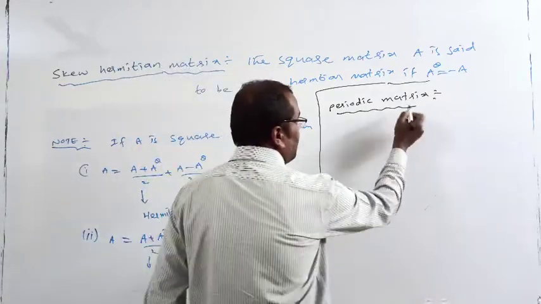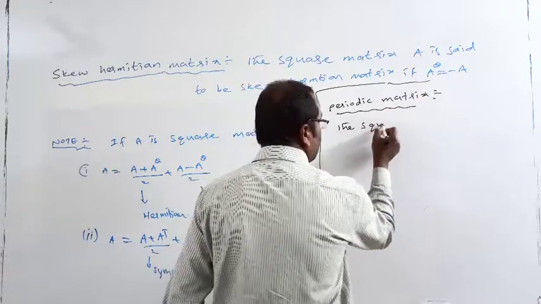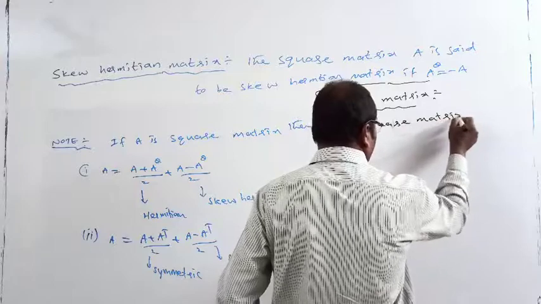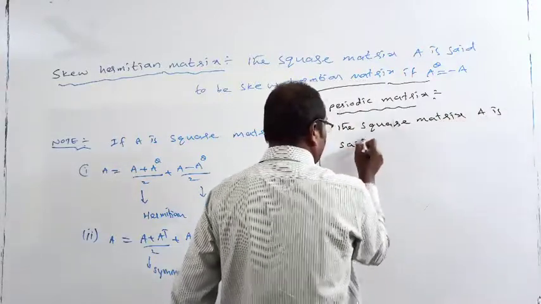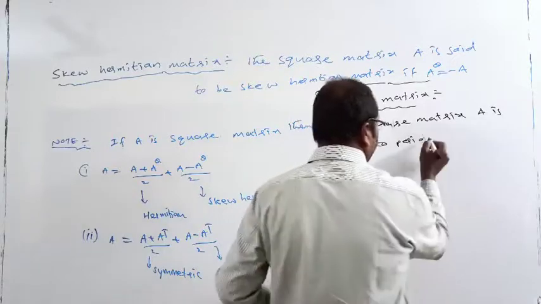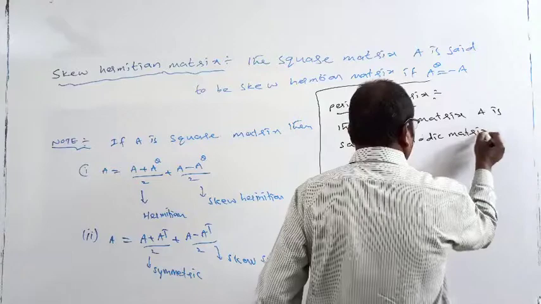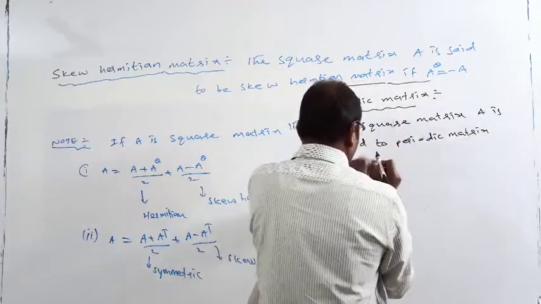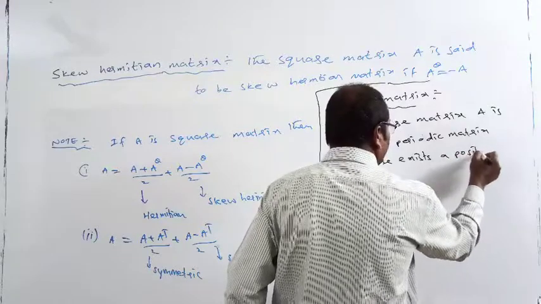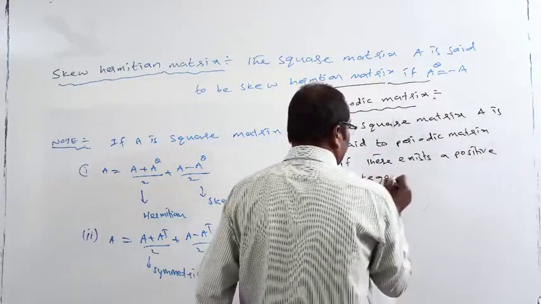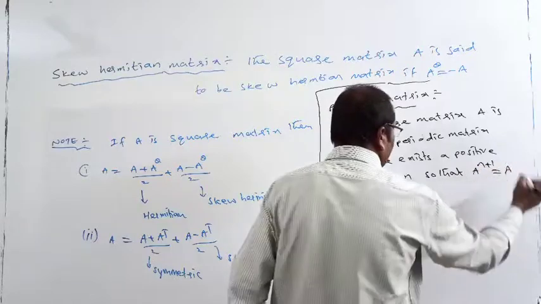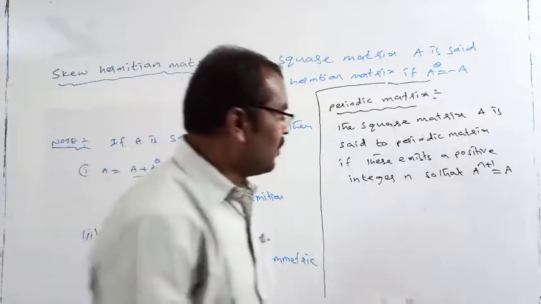So what is the meaning of periodic matrix? The square matrix capital A is said to be periodic matrix if there exists a positive integer n so that A power n plus 1 equal to A.